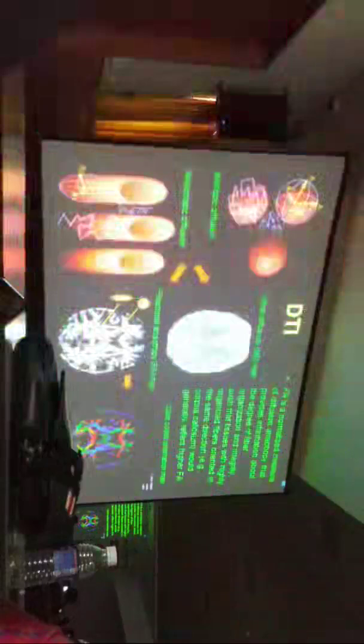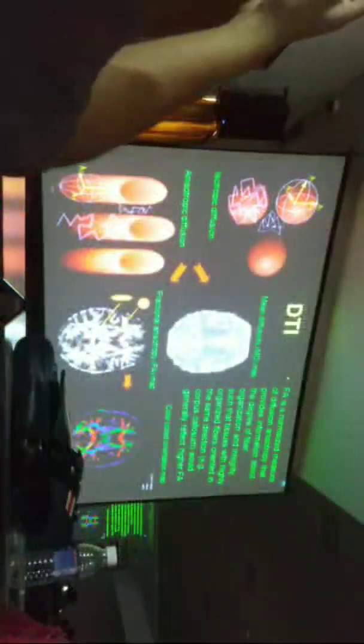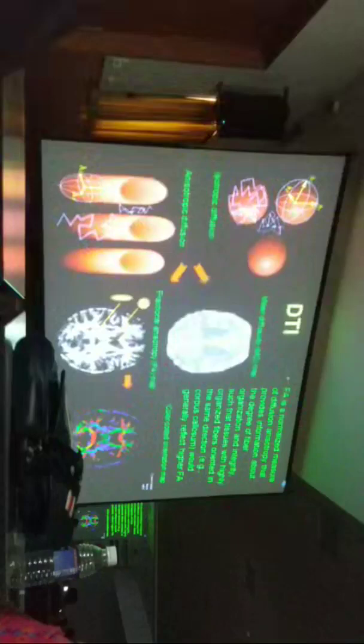What we believe is that normally all the molecules will move equally in all directions. That is isotropic diffusion, but it is not true. In the case of white matter, the water molecules move in a particular direction. They call it anisotropy. To measure the anisotropy, they introduced diffusion tensor imaging.